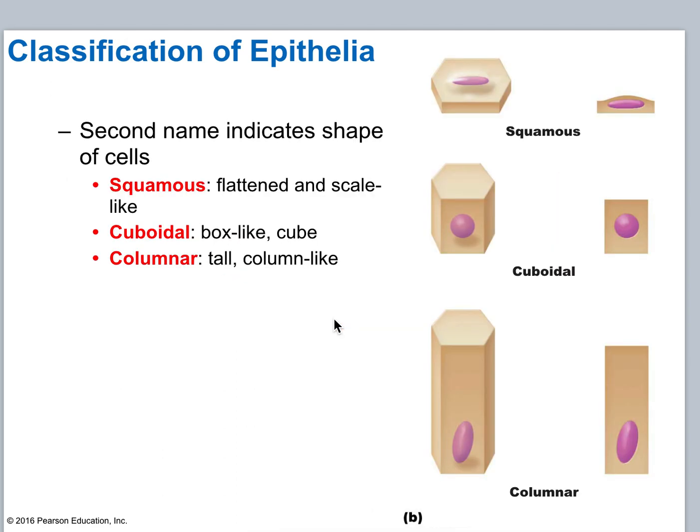The second name of the epithelial has to do with the shape of the cell. If it's flat or scale-like, it's called squamous. If it's a cube shape or box shape, it's cuboidal. If it's tall or column-like, it's called columnar.